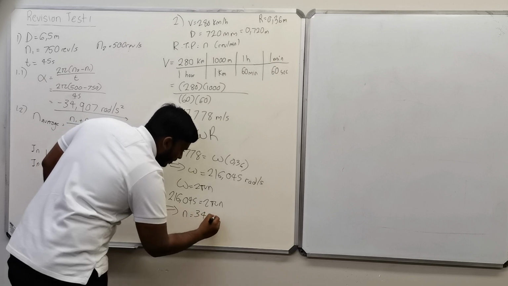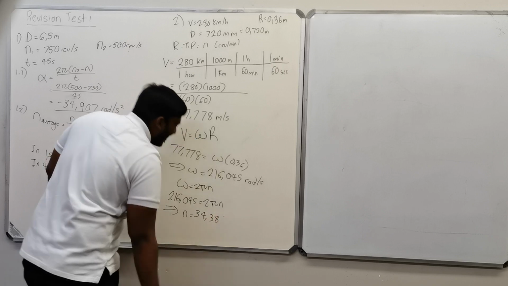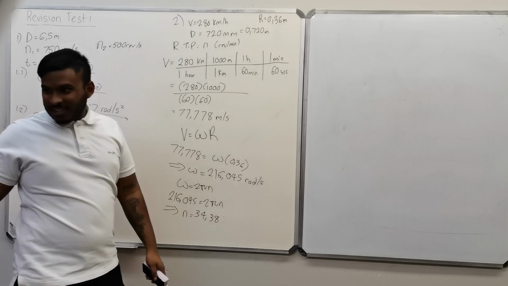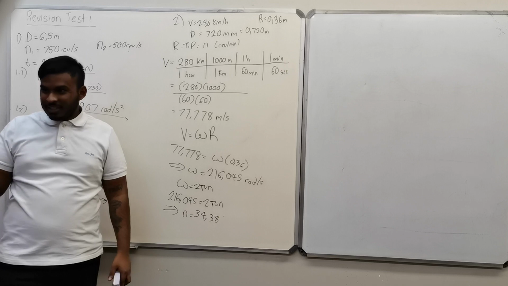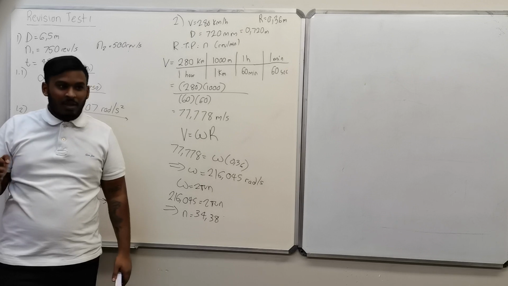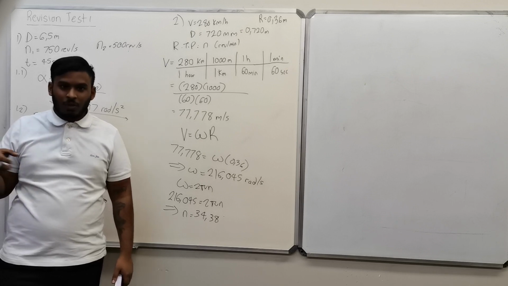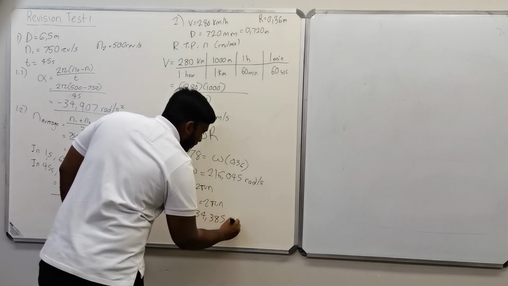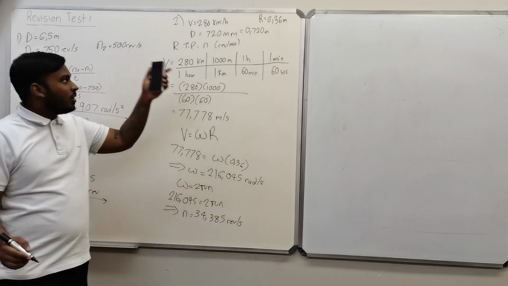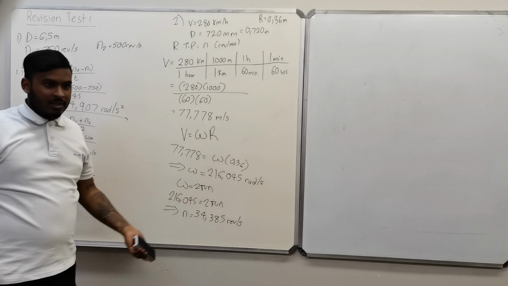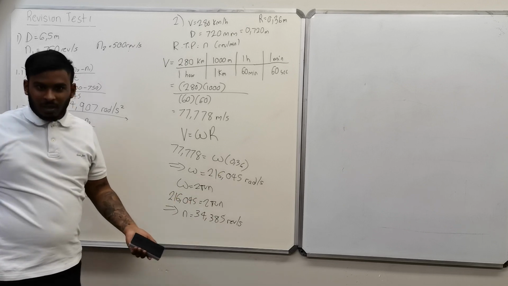But you need to convert that to revs per minute. In the test, the instructions say round off your answers to 3 decimal places. Make sure all of you do that, right? Because in exams they mark it wrong when you don't. 34.385 revolutions per second. What they asked for is revolutions per minute. So all you'll do is multiply that by 60. You understand why we do that?